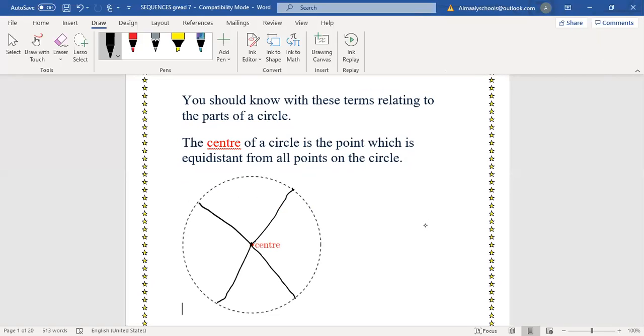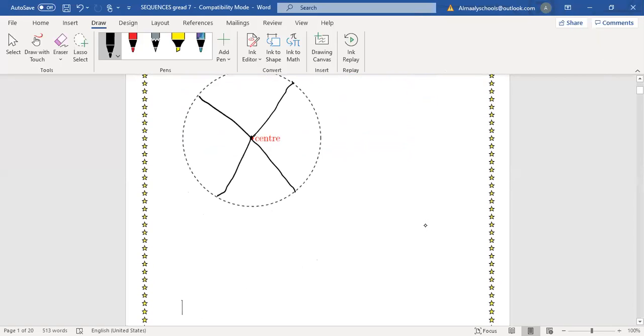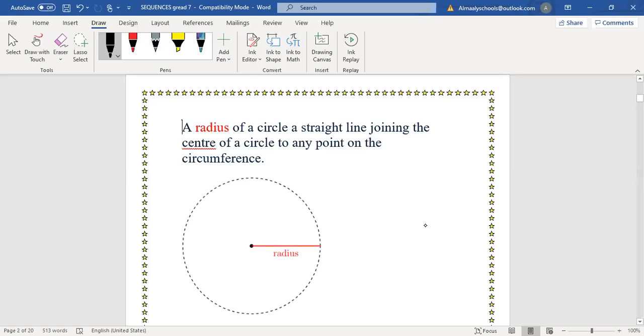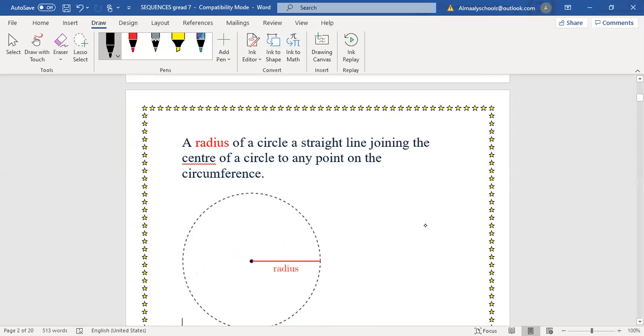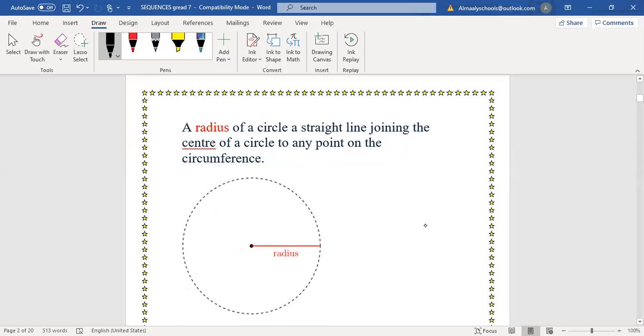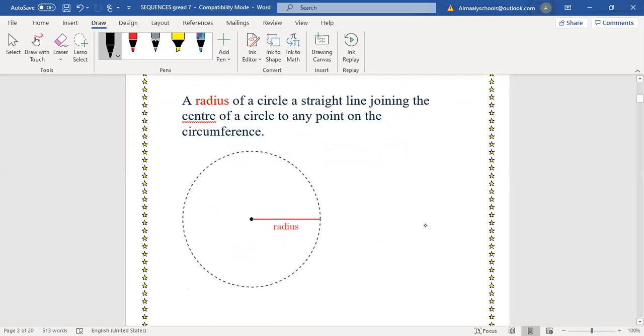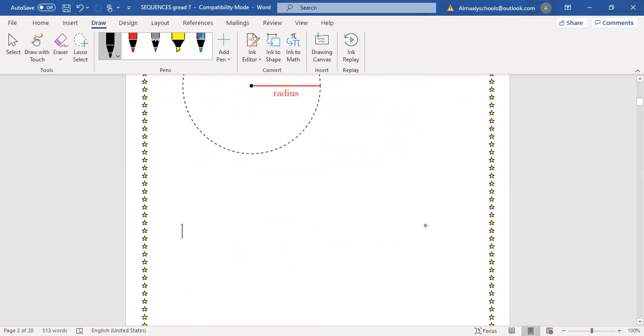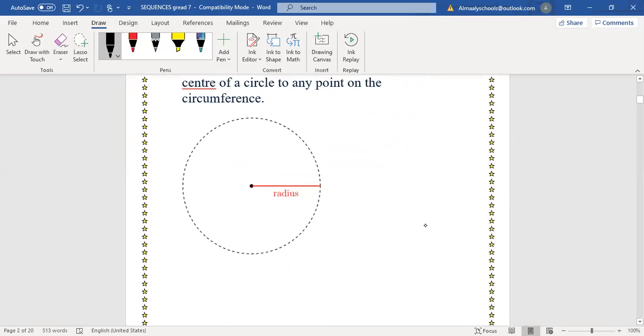Understood? Okay. This is number one. Complete. Radius of a circle: a straight line joining the center of a circle to any point on the circumference. Yes, I think it's clear. And we have the diameter. What is the relation between diameter and radius? Radius is two diameters. No, wrong, Mustafa. Diameter equals two radii. So the diameter equals two radii.